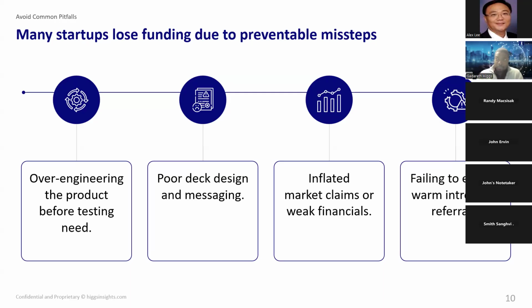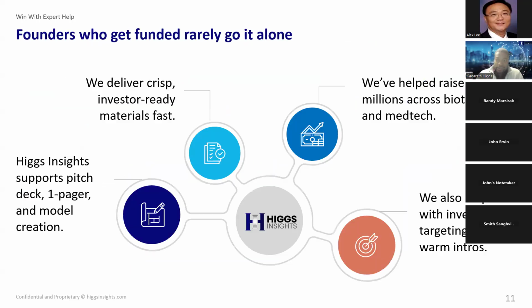And so avoid preventable missteps. It's very similar to what Michael said. Don't over-engineer the product before testing the need. Avoid poor deck design and messaging, as I already mentioned, inflated market claims or weak financials, and failing to engage warm intros and referrals. Let's say you get warm intros, ensure that you engage, make sure that you follow up, right? And so, as I mentioned before, founders who do it rarely do so alone. So your team is important.